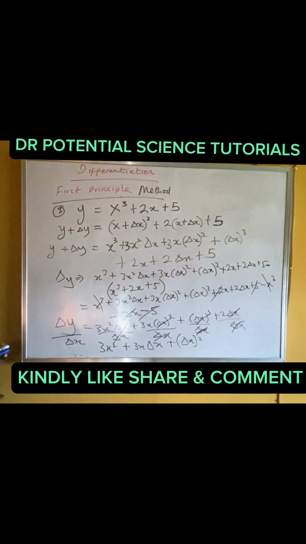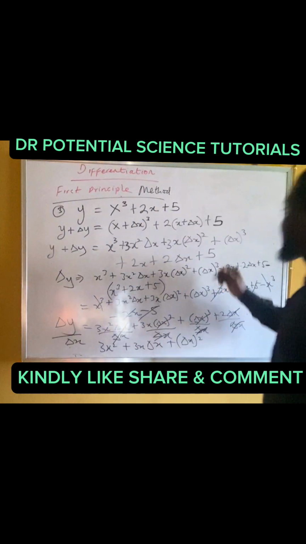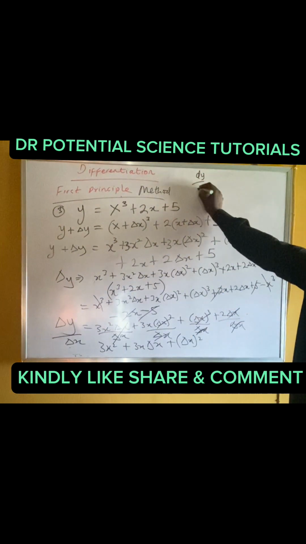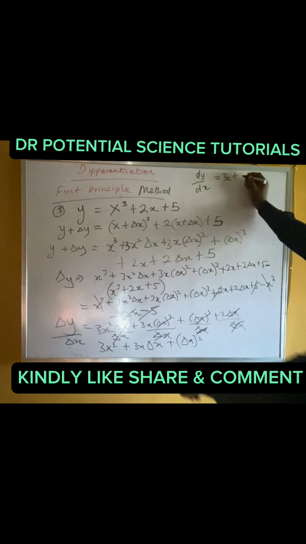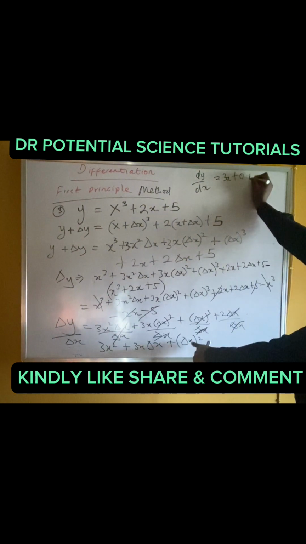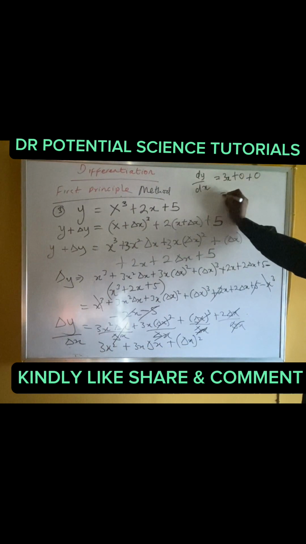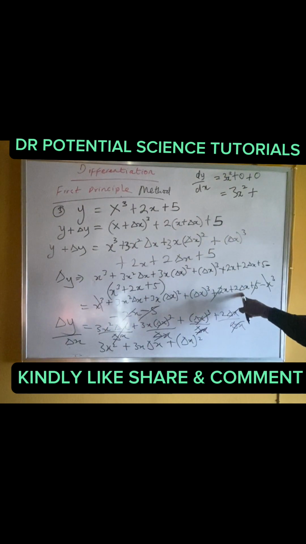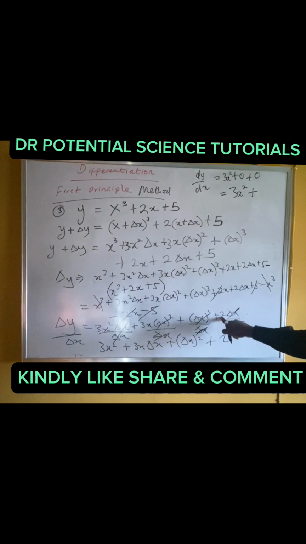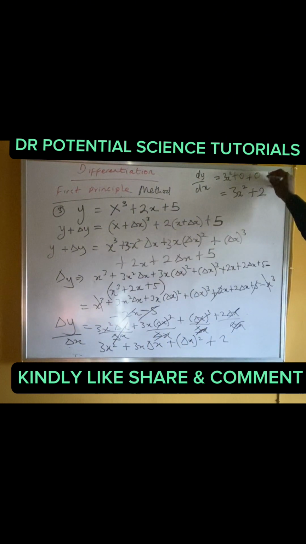Okay. So what's the next thing to do? Taking limits as delta x tends to 0. So after taking limits, delta y over delta x, or dy/dx, equals 3x squared. Anywhere you see delta x, just put 0. 3x times 0 is 0, 0 squared is 0. Final answer, 3x squared, then plus 2. There's a 2 here, please. Very important, there's a 2 there.